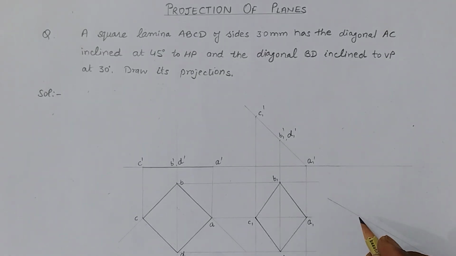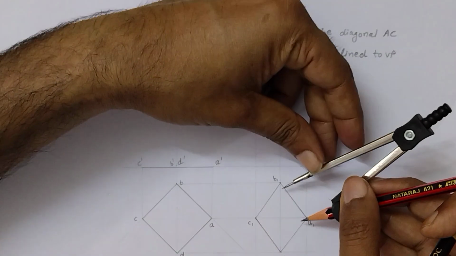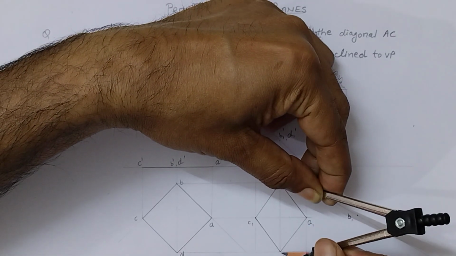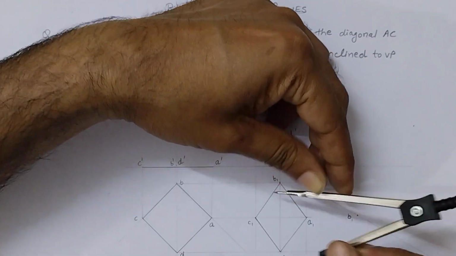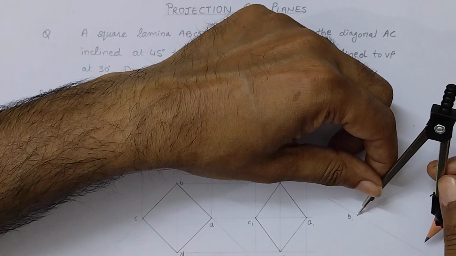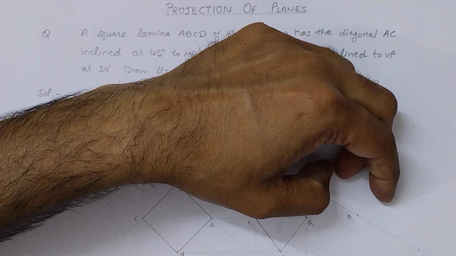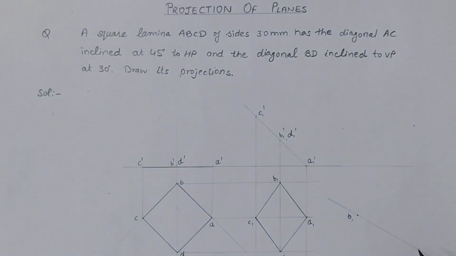Now we have to incline BD. So say this point is B1, this one B1. Now we have to mark D1. For this, measure with the help of compass the distance between B and D and cut the same along this line at angle of 30 degrees. So this point is D1.